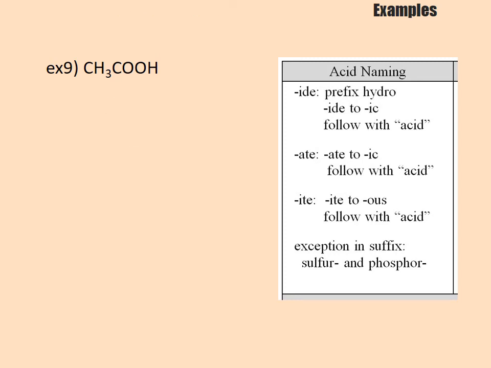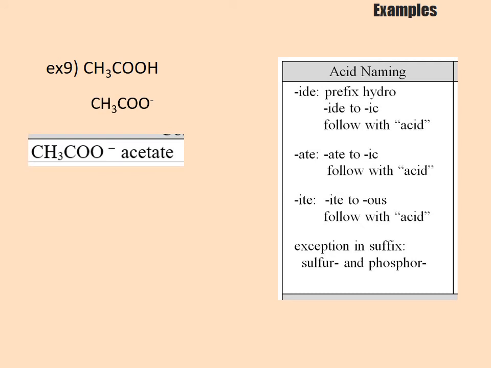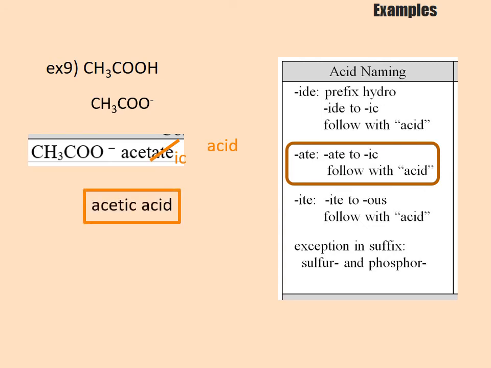If I look this up on the negative ions list, I find CH3COO-. That is called acetate. Since it ends in ate, we change ate to ic, and we follow with acid. So CH3COOH is known as acetic acid. Again, very popular acid. You probably have this in your house because the generic name for this acid is vinegar.